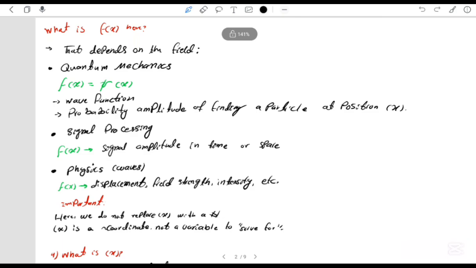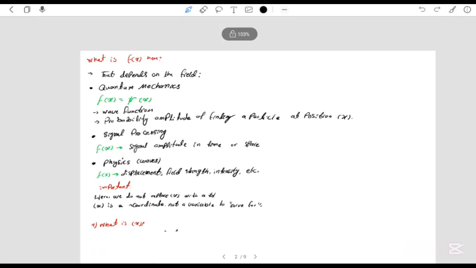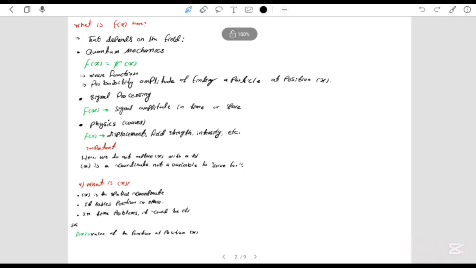Something important that you should know: here we do not replace x with any number. It is a function, so we do not need to replace x with any other numbers. Just f of x, right? x is a coordinate, not a variable to solve for. It's a spatial coordinate in space. So what is x? Understand this. x is the spatial coordinate. It labels position in space. In time problems, it can be changed to t, the time, right? So f of x is the value of the function at position x.